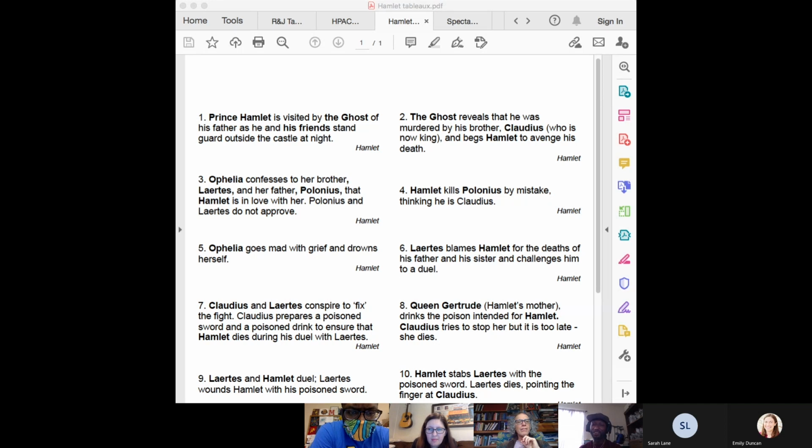Ophelia, lost as a fatherless daughter, betrayed by her lover, seeks peace in the water. Laertes blames Hamlet for the death of his father, and wants to fight him to an uncontrollable slaughter. His sister died too, and Hamlet's the main one that he blames for that, and he wants some payback. So that was 1 through 6.